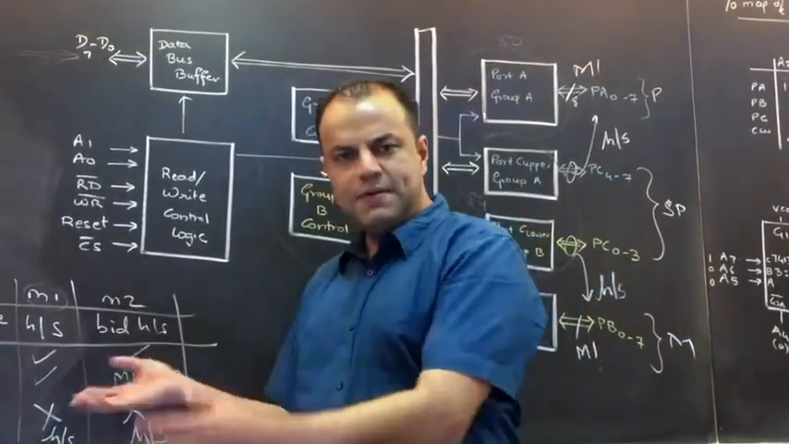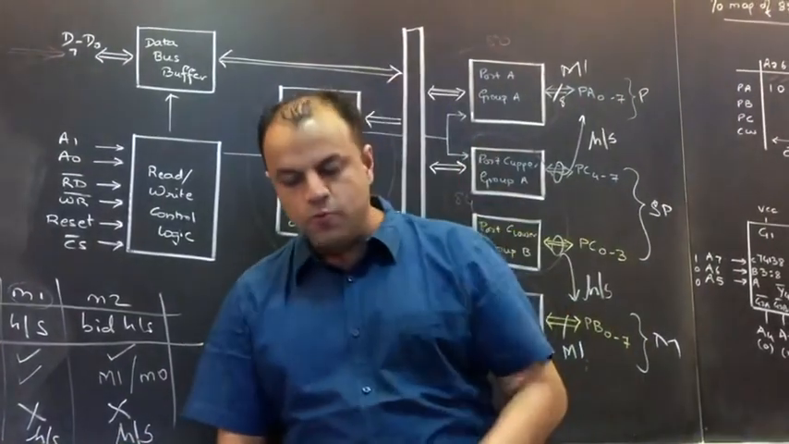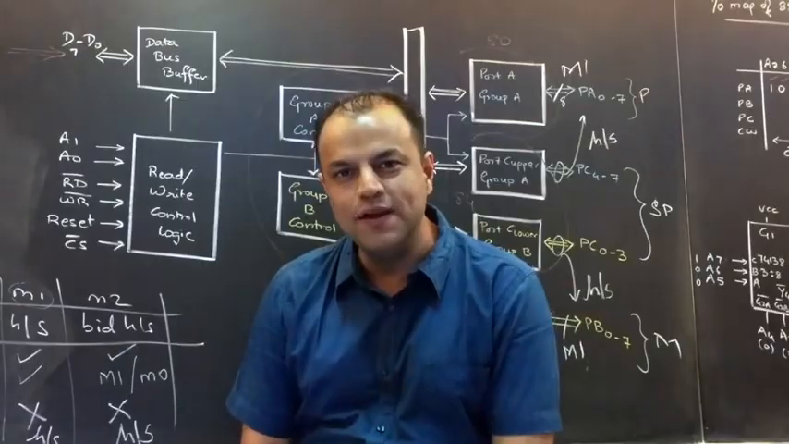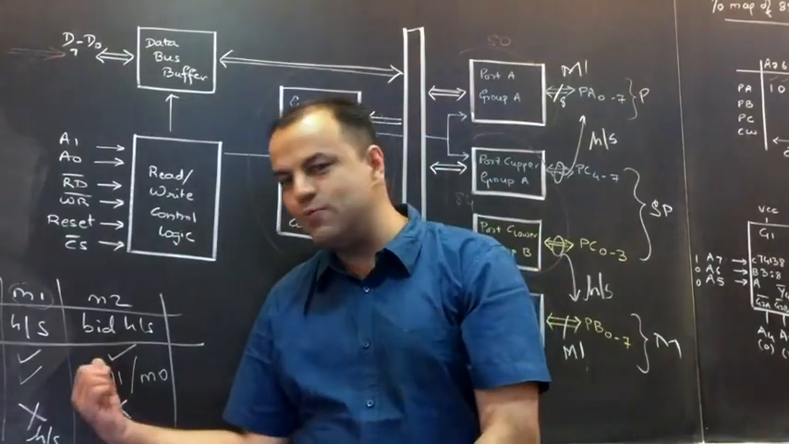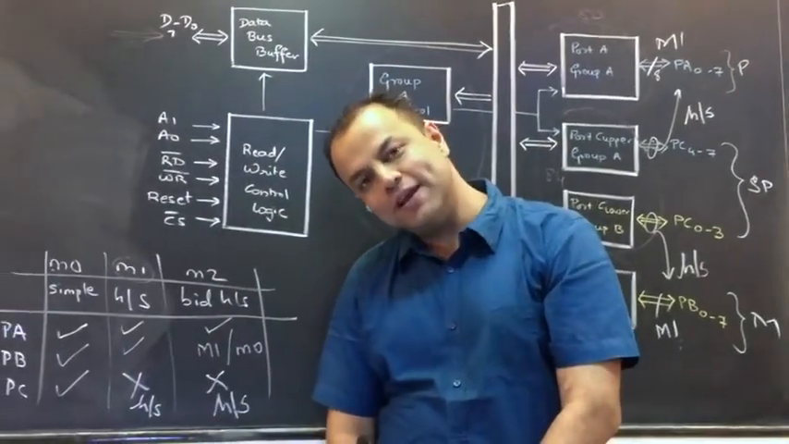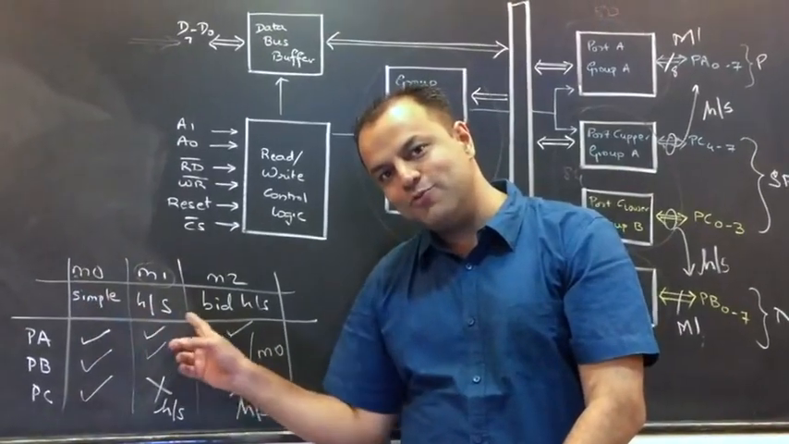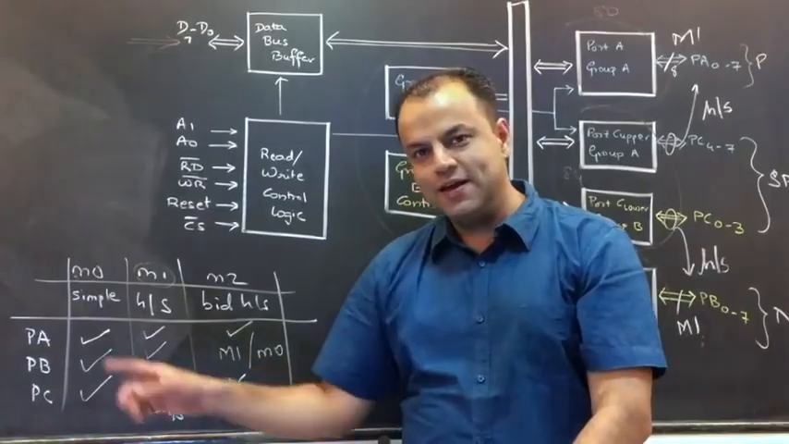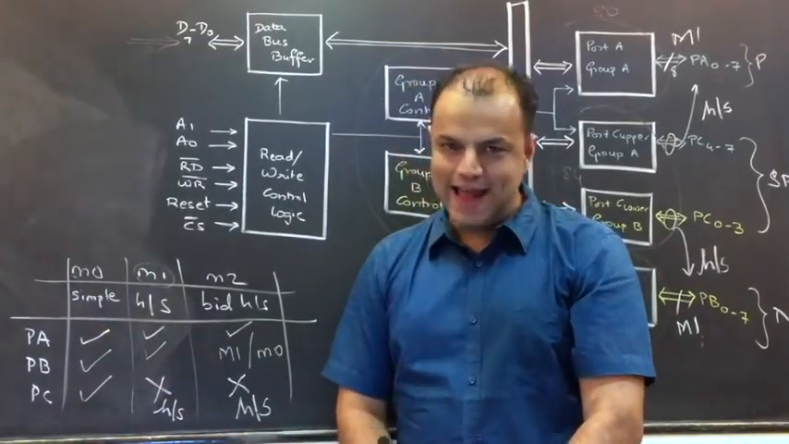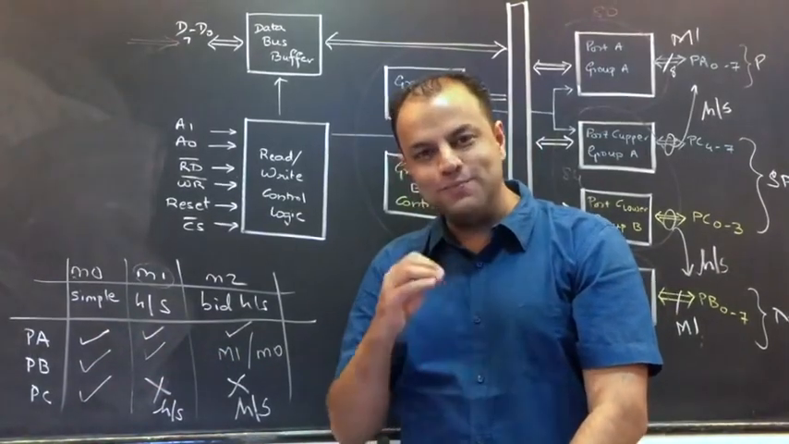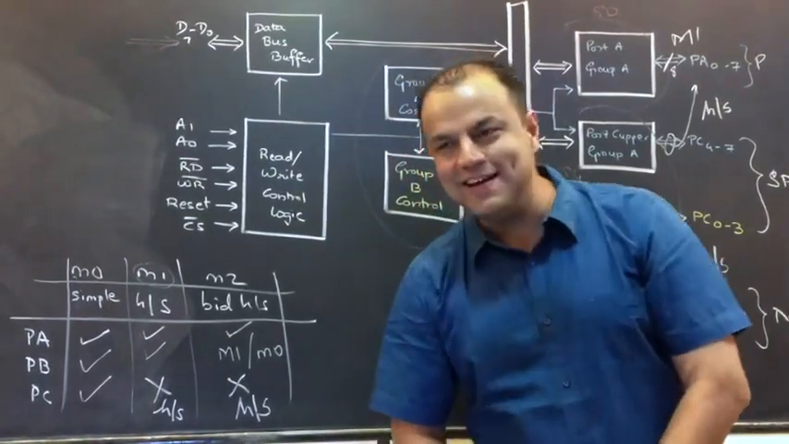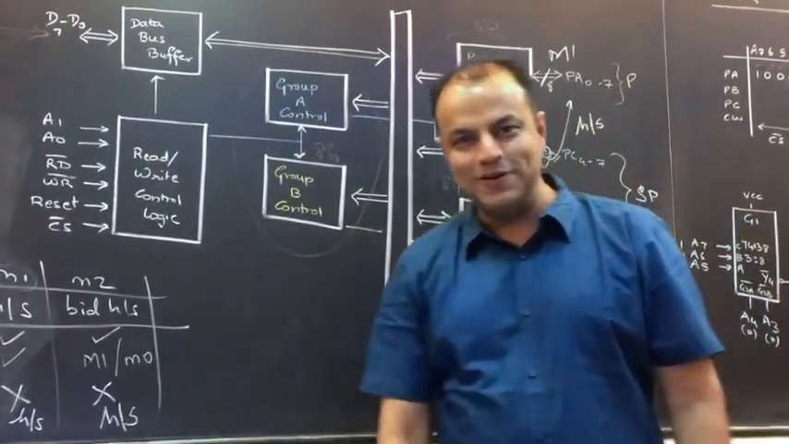So look here. Let me ask you about this table in a different way. Which port can work in all the 3 modes? Port A. It can work in mode 0, mode 1, mode 2. Which port can work only in 2 modes? Port B can work only in mode 0 and mode 1. And port C can only work in mode 0, otherwise its lines are used for handshaking. Please tell me, did you understand? So that's your whole architecture. I hope you understood the architecture.